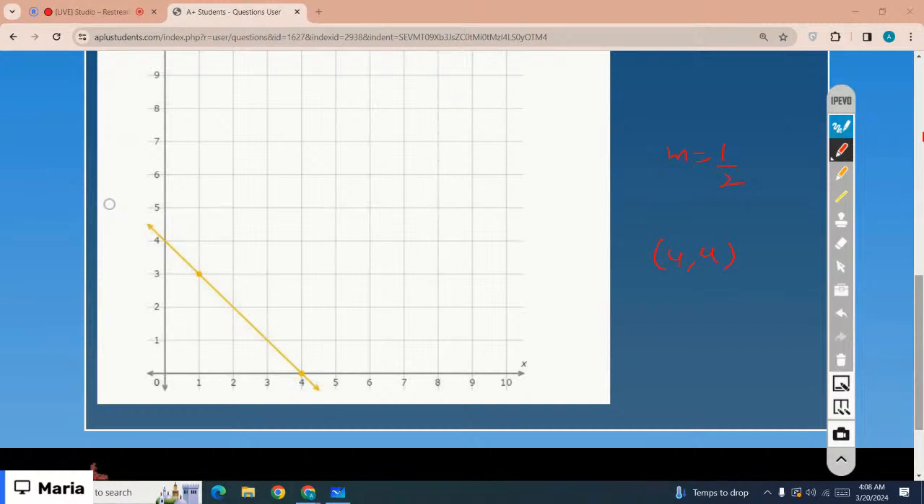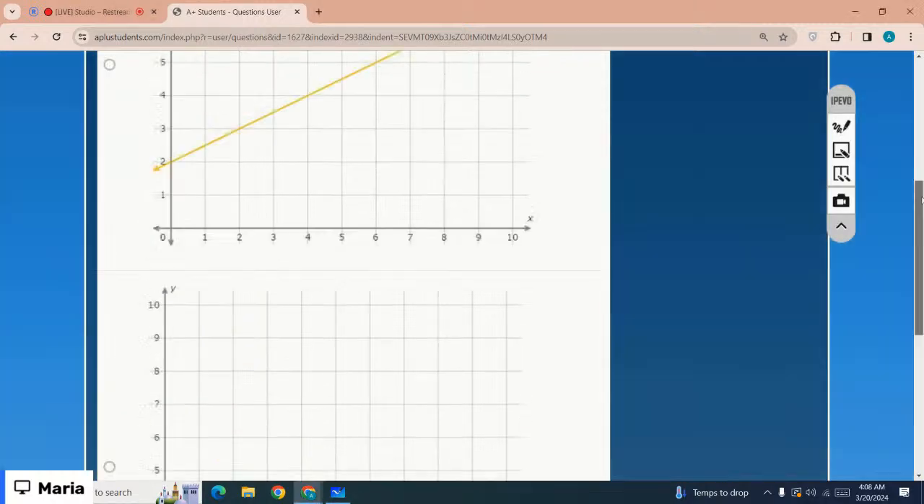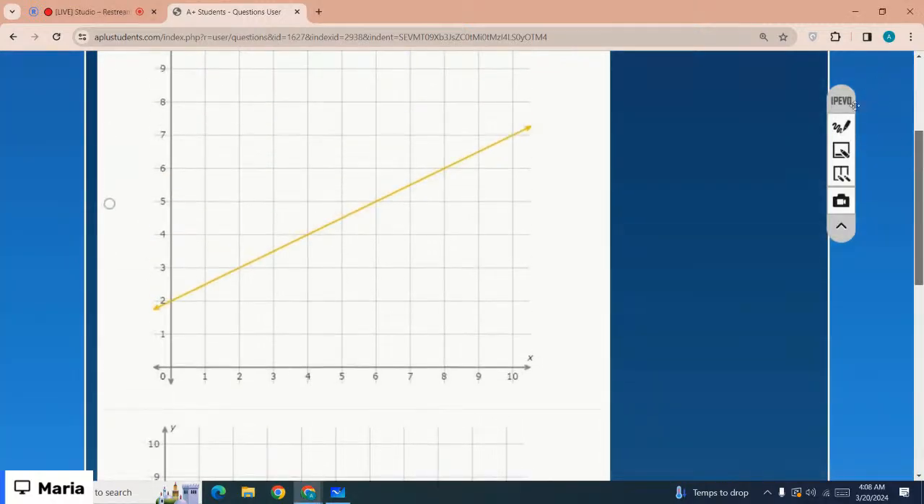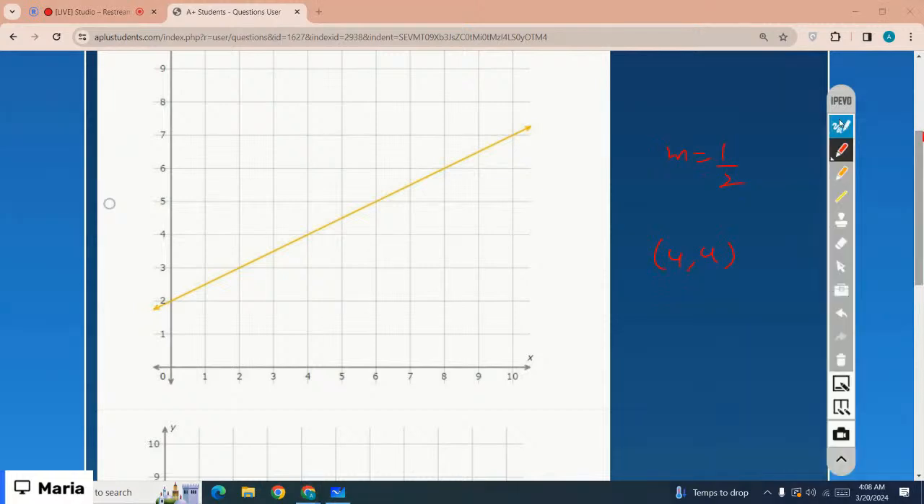(4, 4). Here you also don't have the x's. This is the correct option because here is the point (4, 4). You have to move up 1 and right 2, right? So option number 1 is the correct option. Got it?